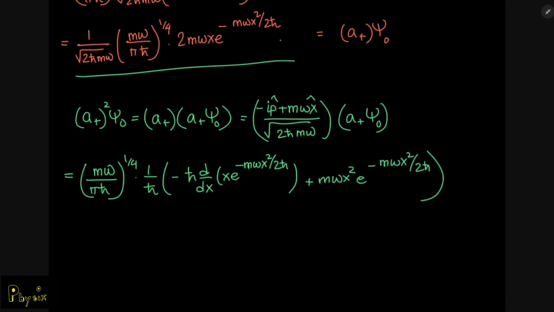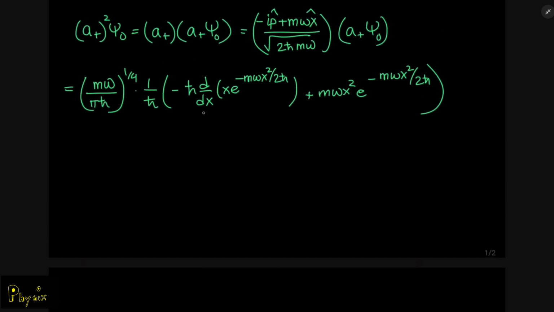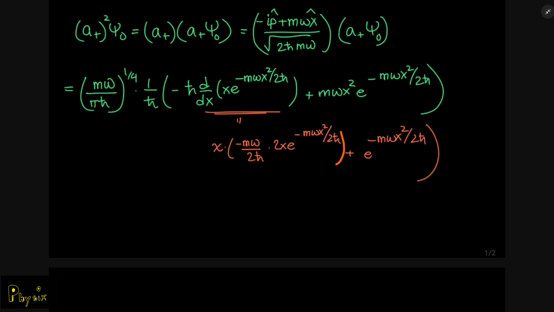Okay, so we have to take the first derivative. We have to take the first derivative over here, right? So taking this entire derivative, let me use a different ink. This is basically equal to doing the chain rule, right? So this basically equals x times negative m omega all over 2h bar times 2x e to the negative m omega x squared all over 2h bar, plus e to the negative m omega x squared all over 2h bar. This is what it looks like when you take the first derivative.